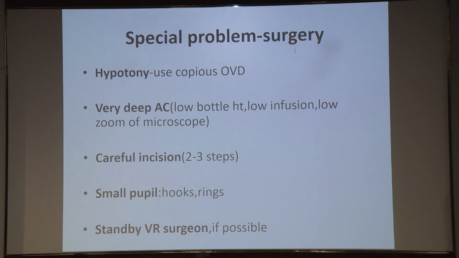Corneal incision should be 2 to 3 steps. For a small pupil, you should be ready with your hooks and rings because you may require them, and a standby VR surgeon is always mandatory. It's not mandatory, but always preferable.